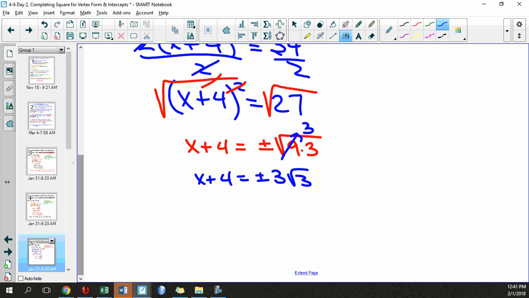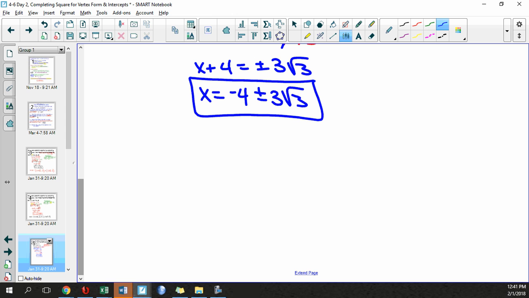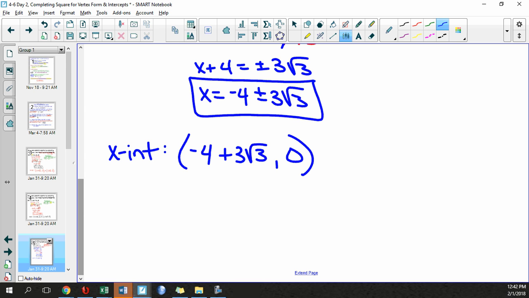Subtract the 4. Do I like that? Yeah. It's correct, but do I like the way it's written? Because I'm looking for an x-intercept, which is an ordered pair. So my first ordered pair is -4 plus 3 square roots of 3, comma 0. Why the 0? Because it's an x-intercept and there is no height for y. And then -4 minus 3 square roots of 3, comma 0.